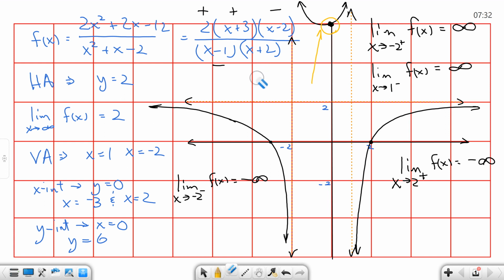a much more accurate graph than what we would have been able to do in precalculus. So hopefully this helps some ideas of how to use the calculus concepts of vertical, horizontal asymptotes, and in particular limits to create fairly accurate graphs of rational functions.